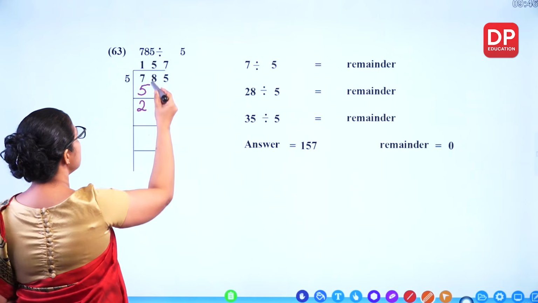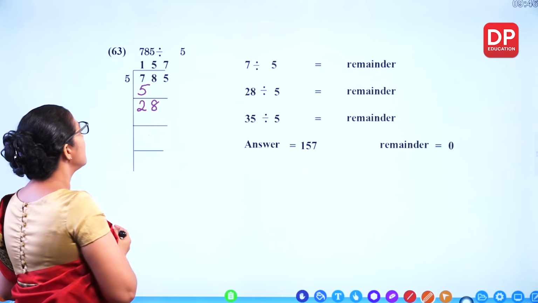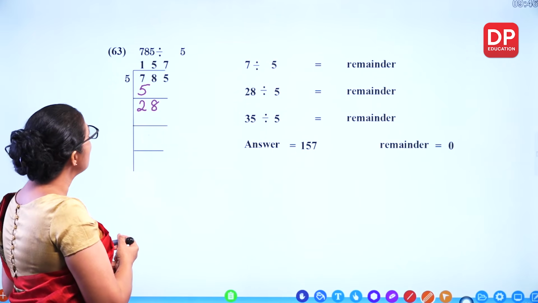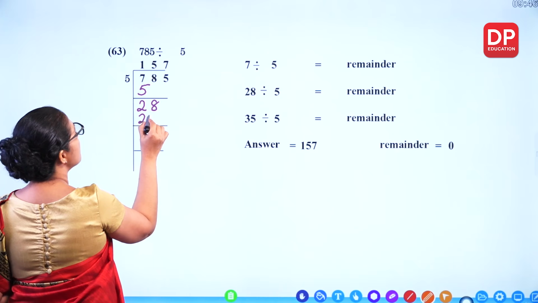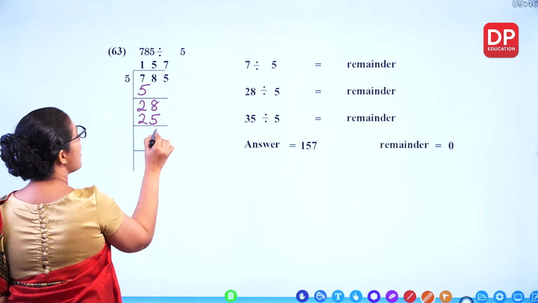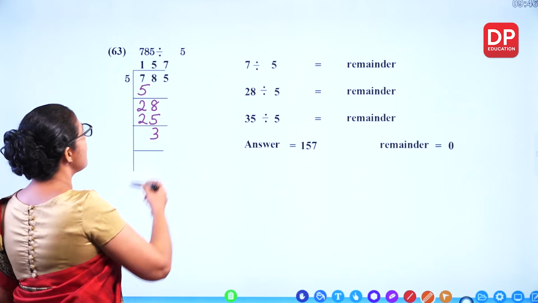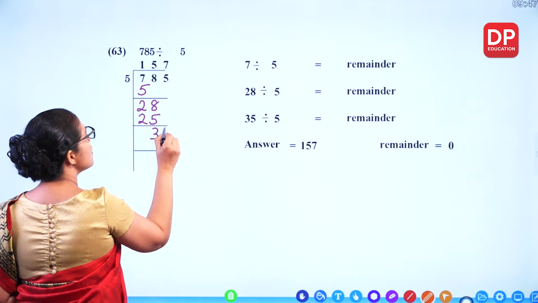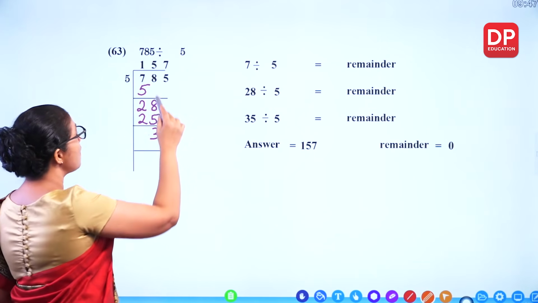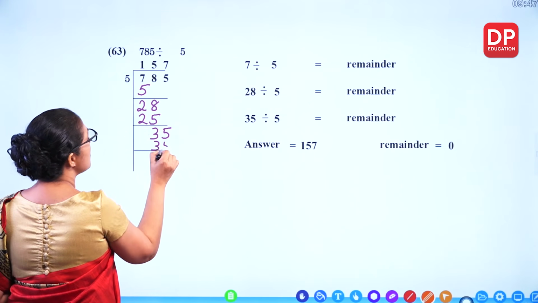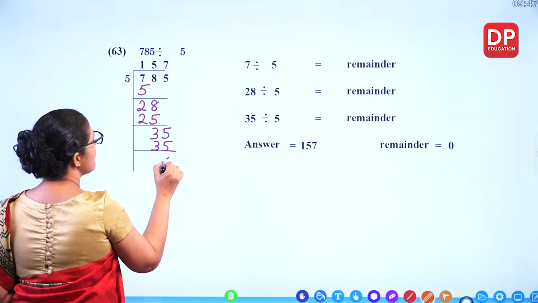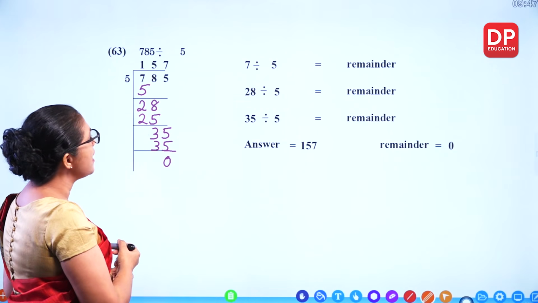Now take the next digit, 28. 5 times 5, 25. So when you subtract, you get 3 here. Then take the next digit, 35. 5 times 7, 35. So what's the remainder? When you subtract, you get 0 remainder.